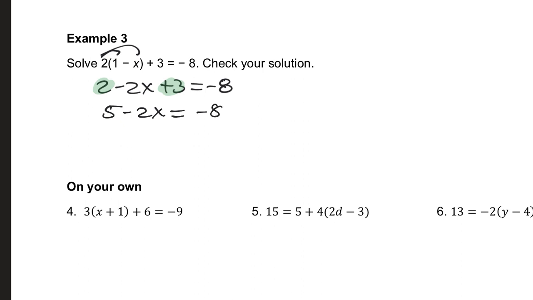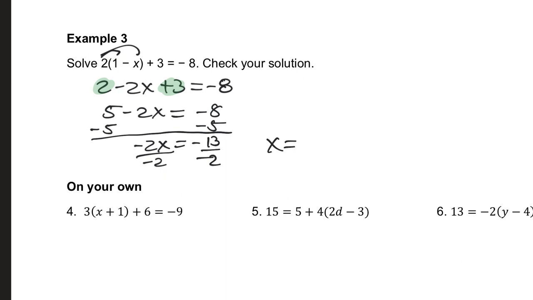And now, since the left-hand side is simplified, I can do my inverse operations. So let's subtract 5 from both sides. I get -2x equals -13. And then I'm going to divide both sides by -2. And I get x equals, and we can write it 2 ways, 13 over 2, or 6.5. Now, to save some time, we're going to let the calculator do all of the check steps for us.